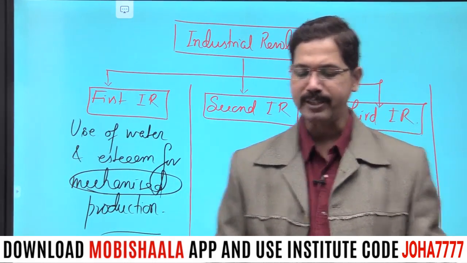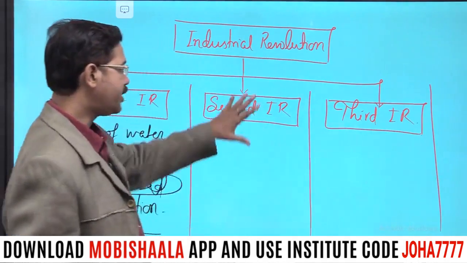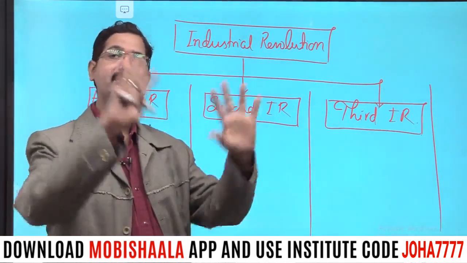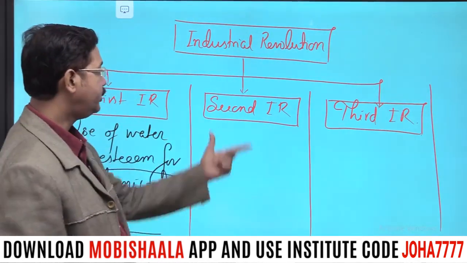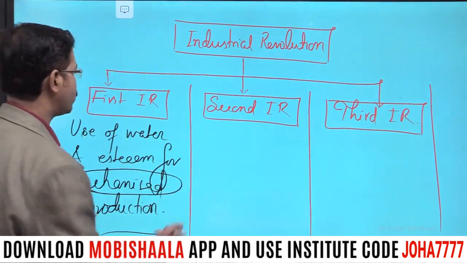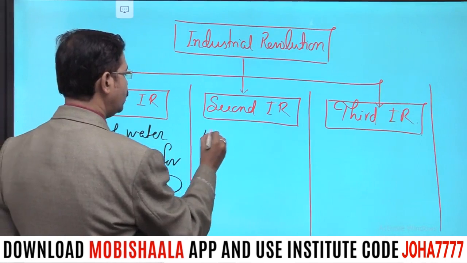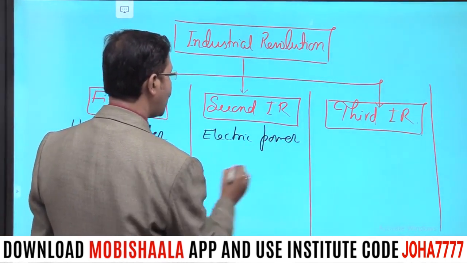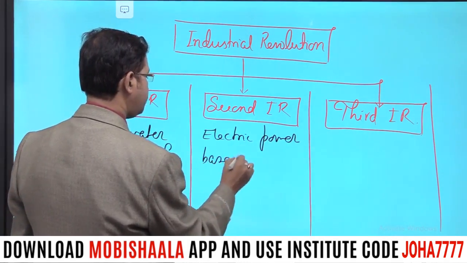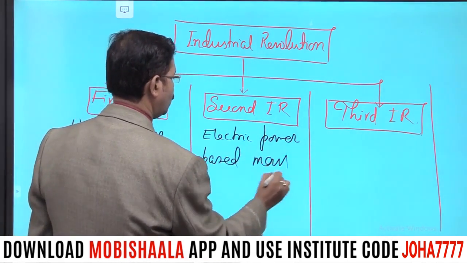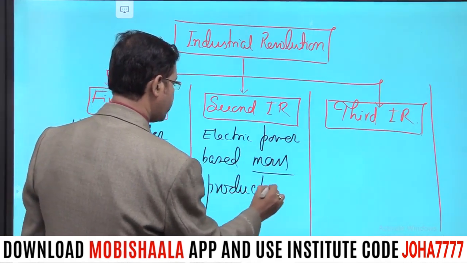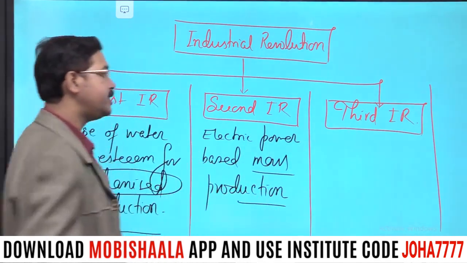But later it was electricity. When electric power was discovered and we were able to produce at the large scale or mass scale, then that is what second industrial revolution. Electrical power based mass production. So it was what? Second industrial revolution.